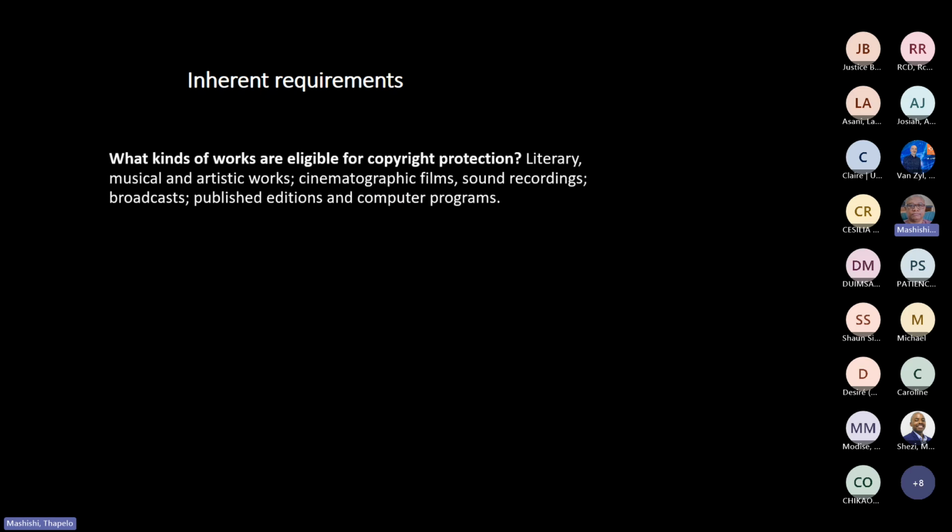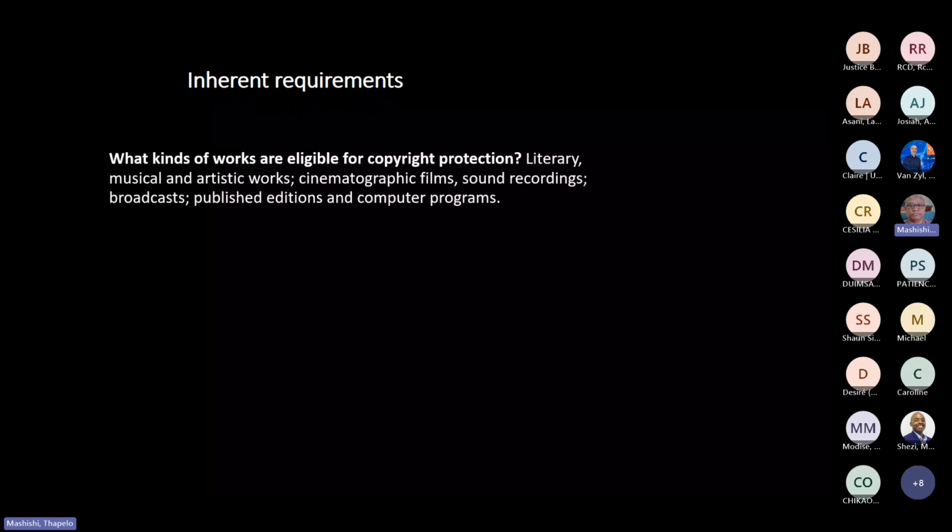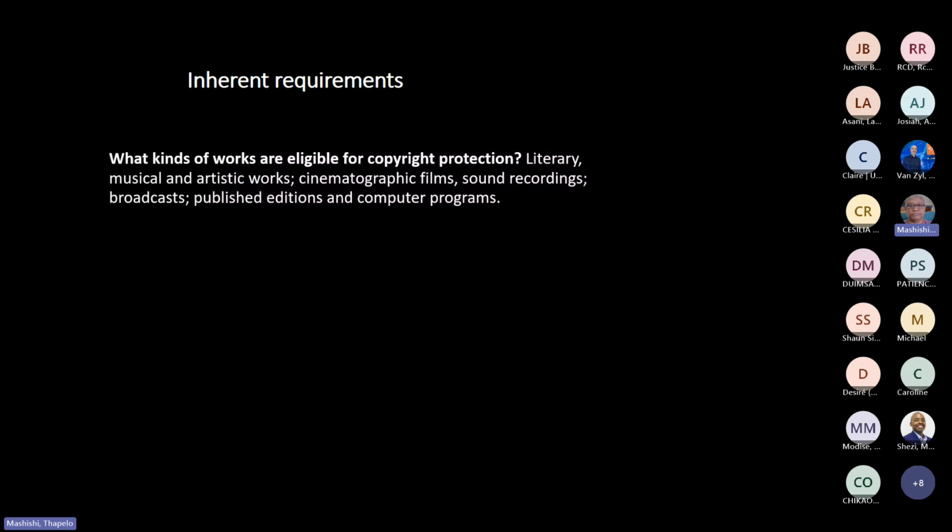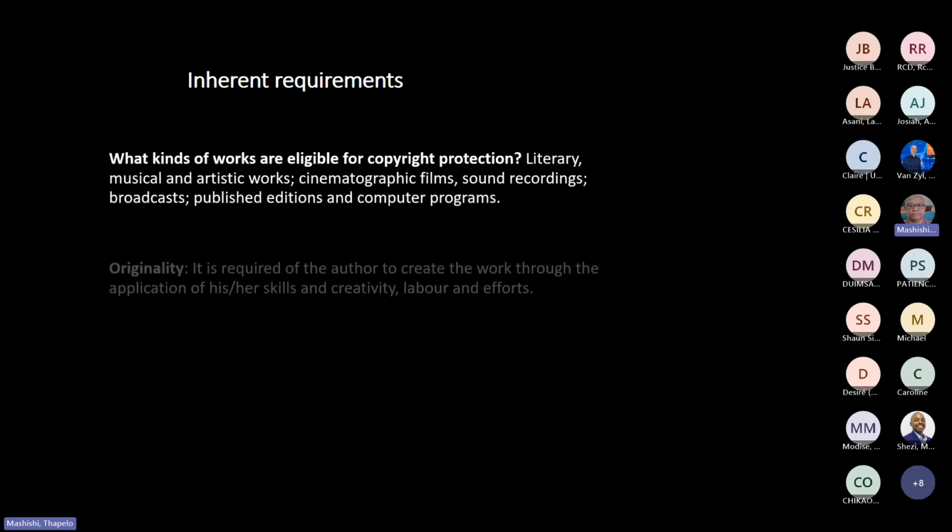What are the inherent requirements? What kind of works are eligible for copyright protection? Literary, musical, and artistic works, cinematographic films, sound recordings, broadcasts, published editions, and computer programs. As I mentioned, copyright is not registered, so you don't need to register your copyright except for cinematographic films. So for any work of film that you produce or part of that you created, those are the only ones you register in South Africa.